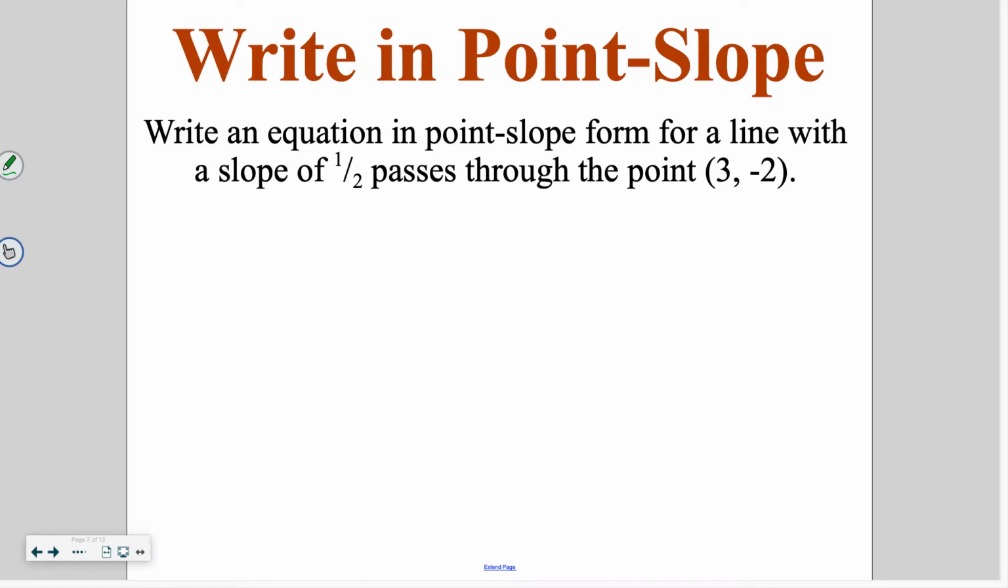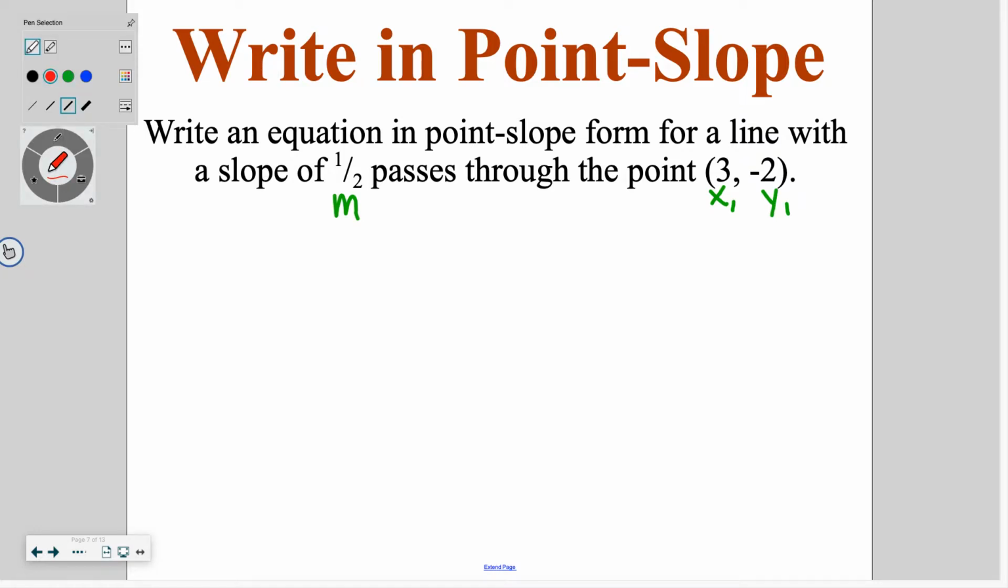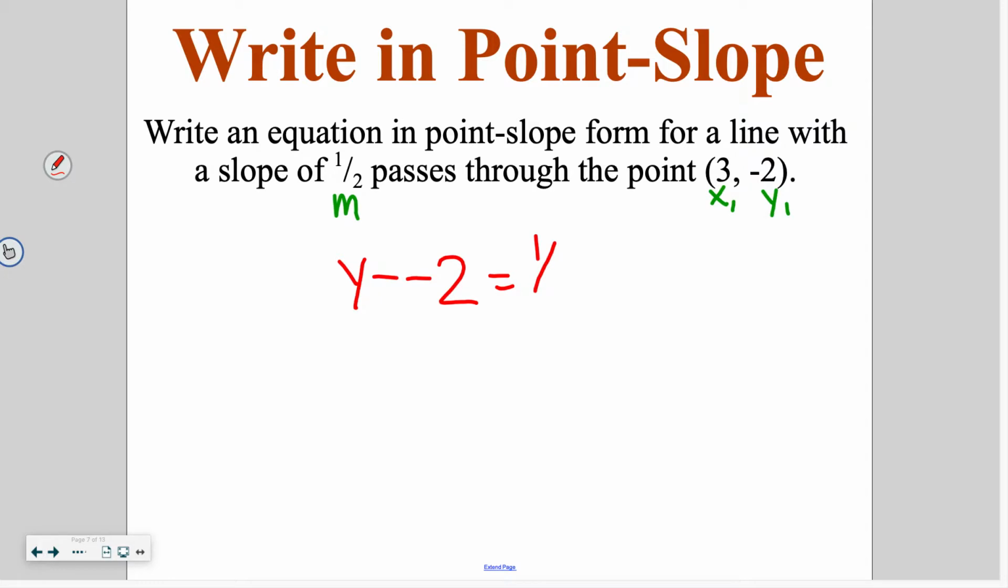slope. Another thing that we can do is when we are given a slope and a point, we can write the equation in point-slope form. So we've got our m value, which is our slope, and our x1 and our y1 value coming from the equation. So your job now would be to say y minus your y1 point, which is negative 2, equals your slope of 1/2, which is x minus your x1 point.